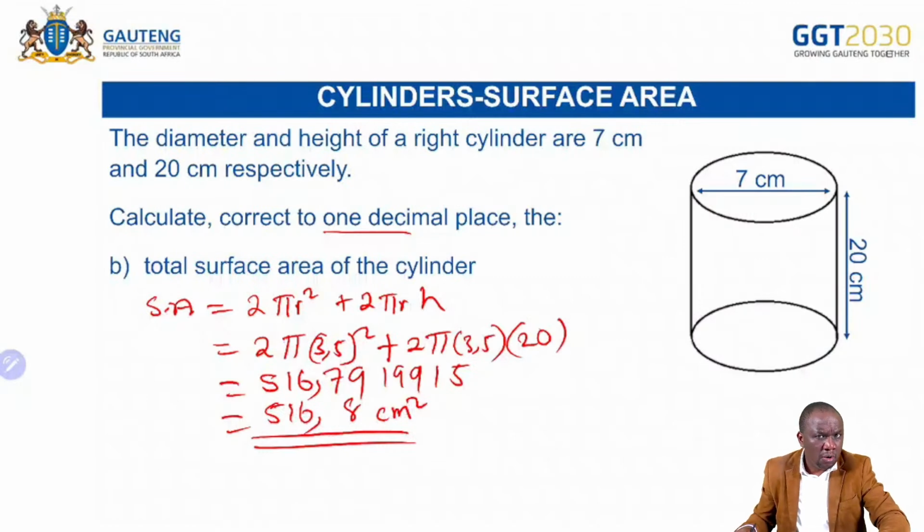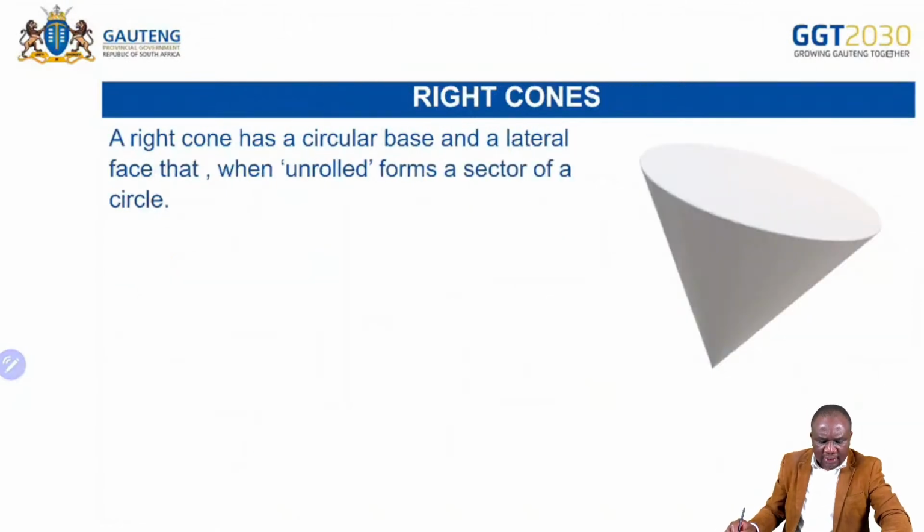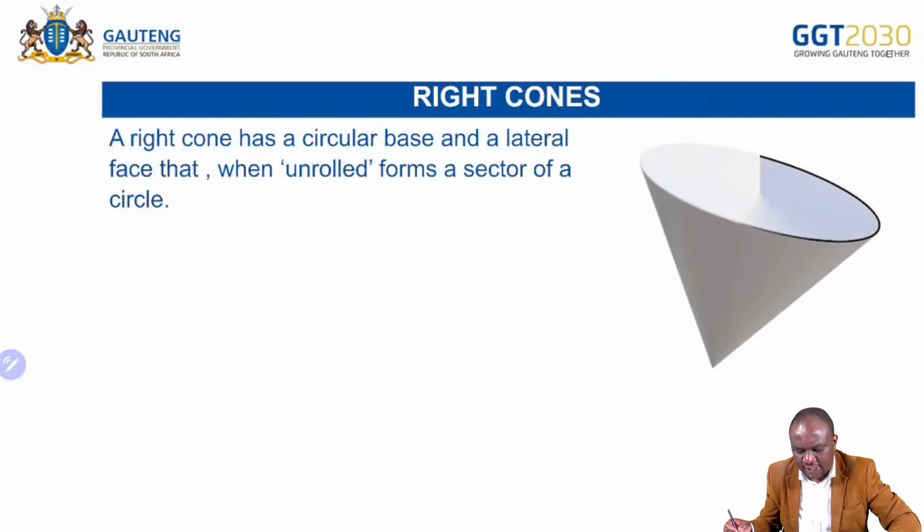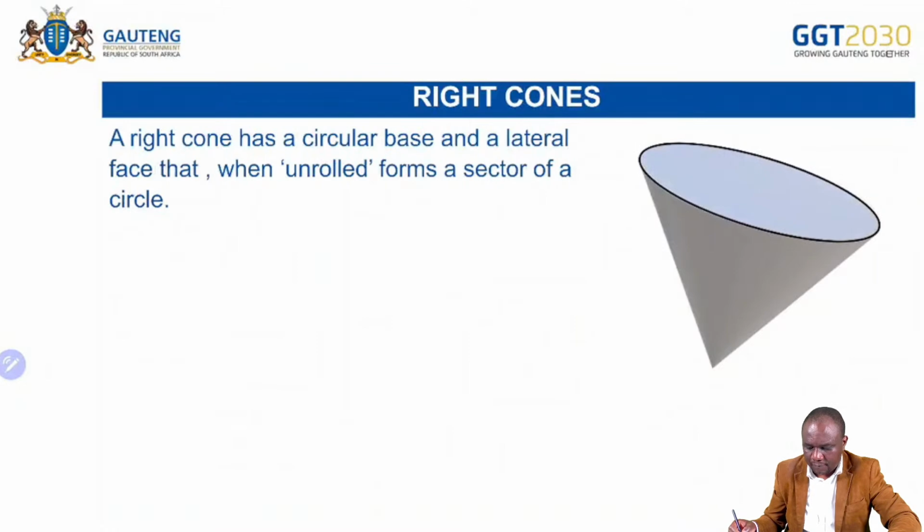Let's discuss the cone. We have 15 minutes roughly. Right, a right cone has a circular base. You know a cone, like an ice cream cone, shaped like that. Okay, right, a right cone has a circular base and a lateral face. This is the circular base.